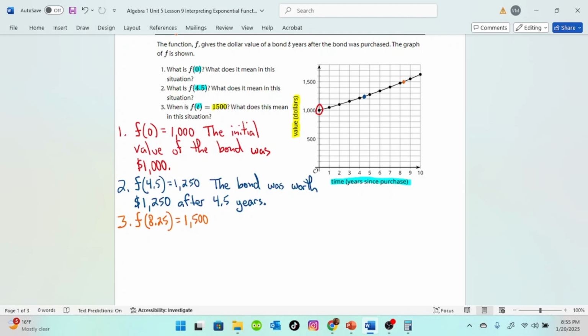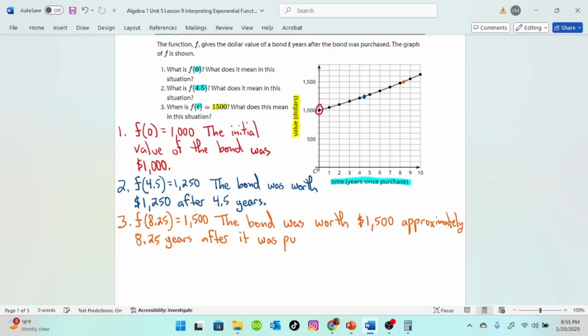And as far as what that means in this situation, the bond was worth $1,500 approximately 8.25 years after it was purchased.